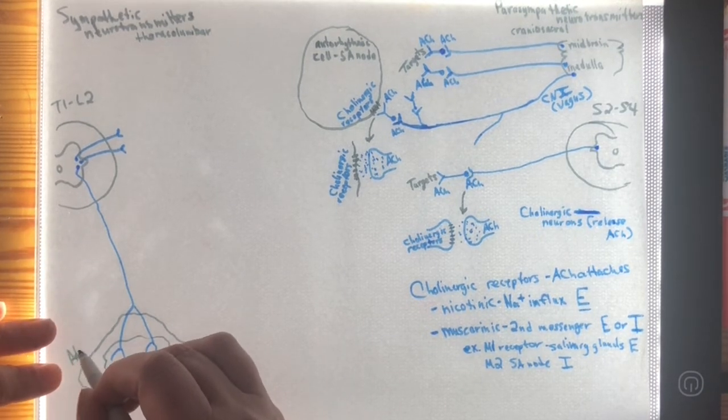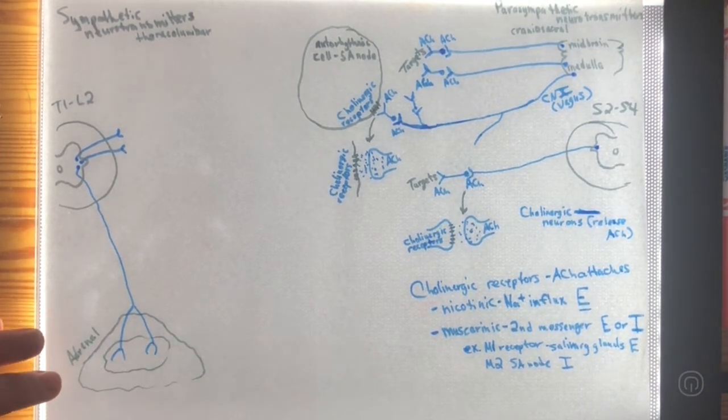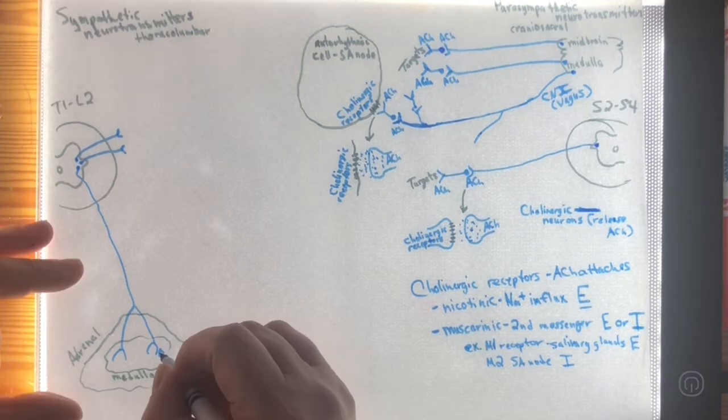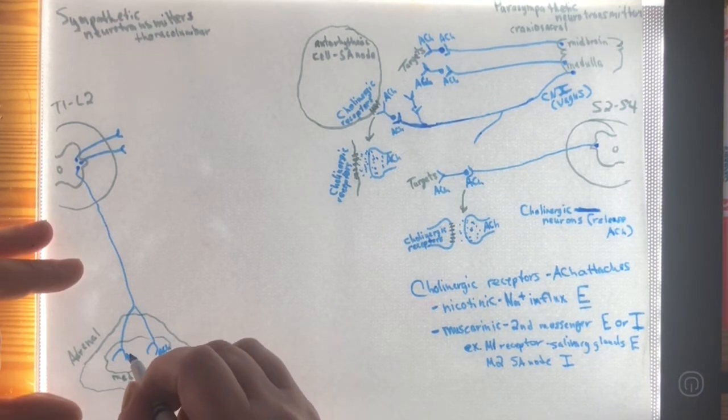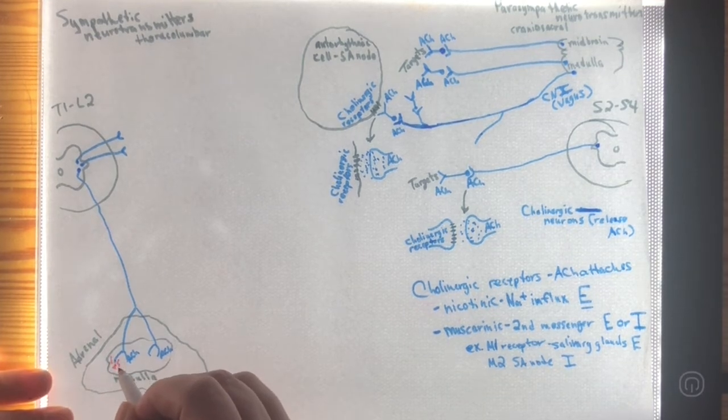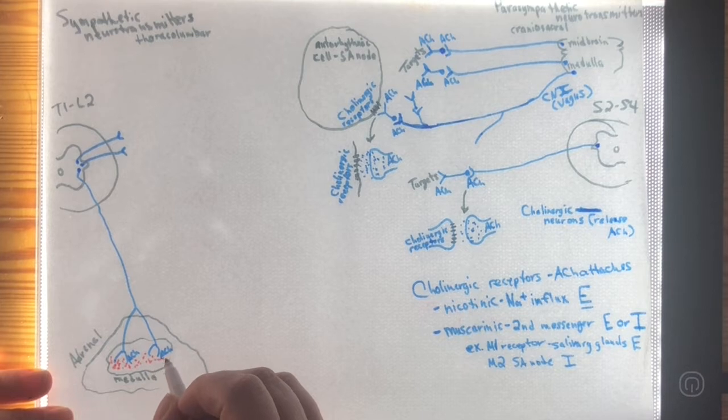So we're going to be going right down into the adrenal gland. The adrenal gland sits on top of the kidneys. Adrenal on top of the kidneys. We're specifically looking at the adrenal medulla. The outer part is called the cortex. The inside is the middle or the medulla. And so we have these blue or cholinergic neurons that release acetylcholine.